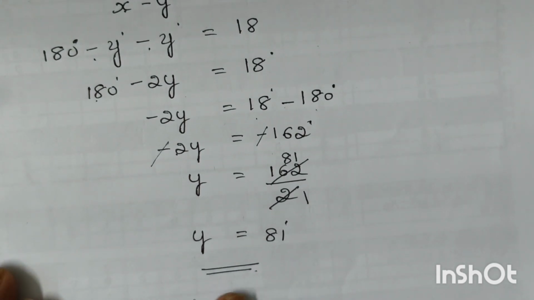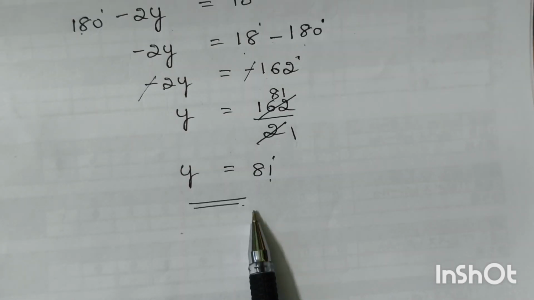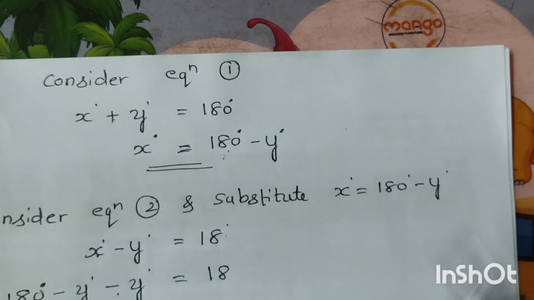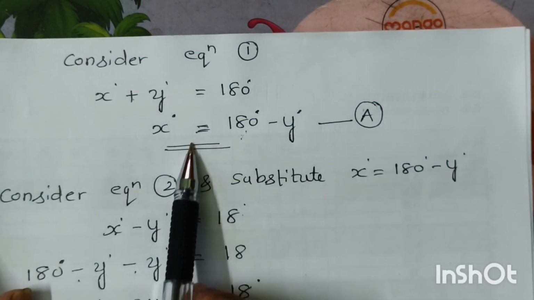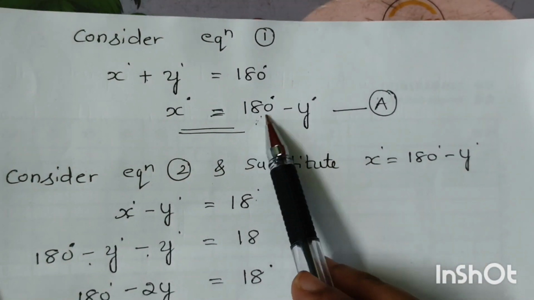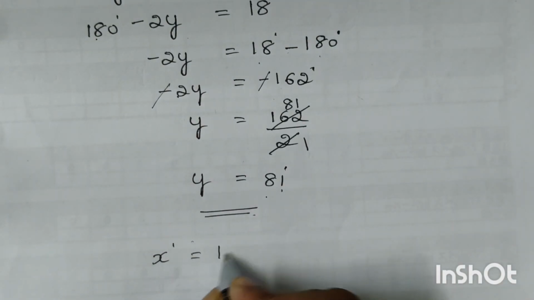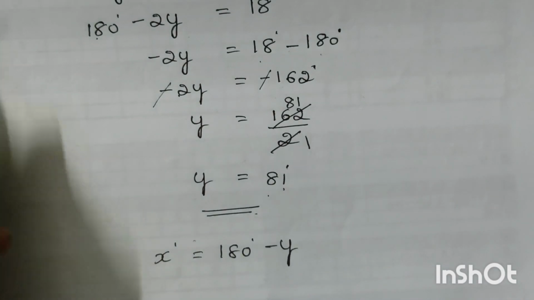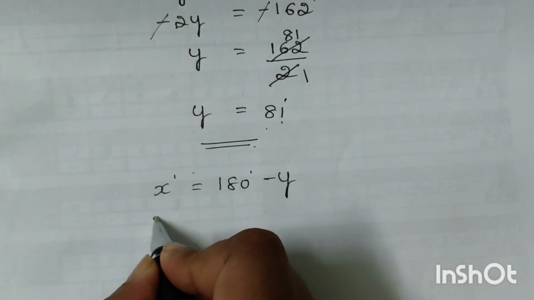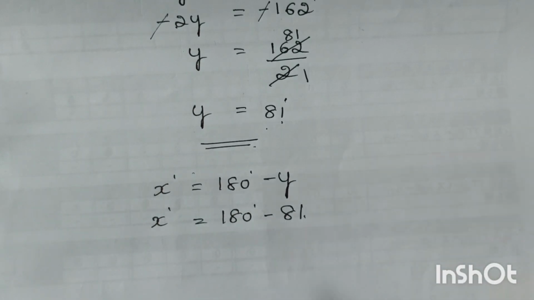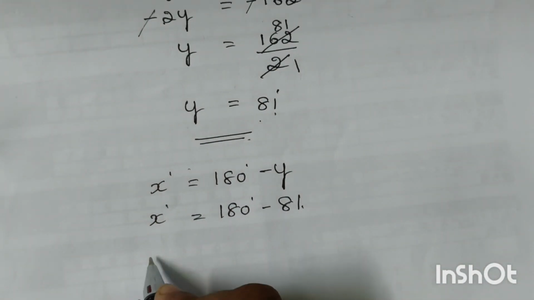We got the angle y as 81 degree. Now let us substitute this value of y in equation A. Let us consider this as equation A, and substitute the value of y in it. That is x degree is equal to 180 degree minus y. That is x is equal to 180 minus 81, which is how much? 99 degree.